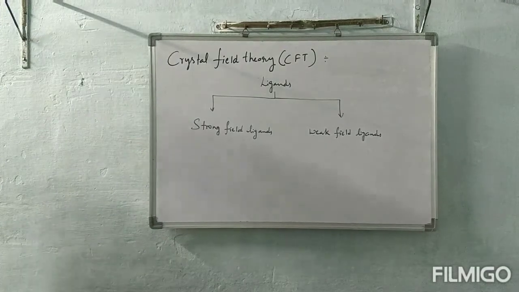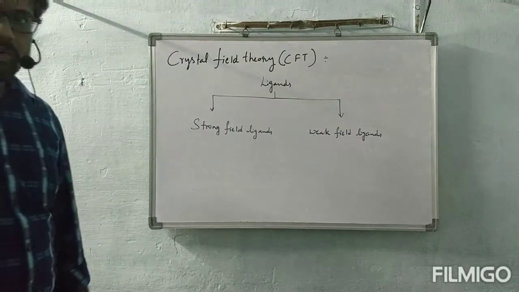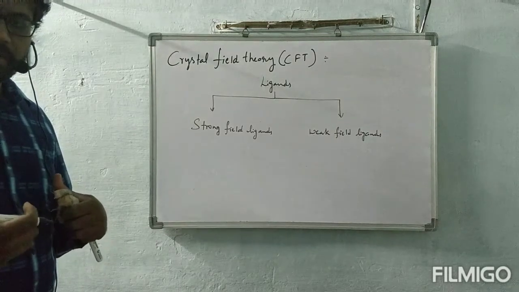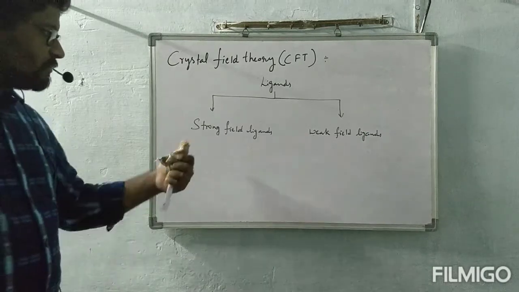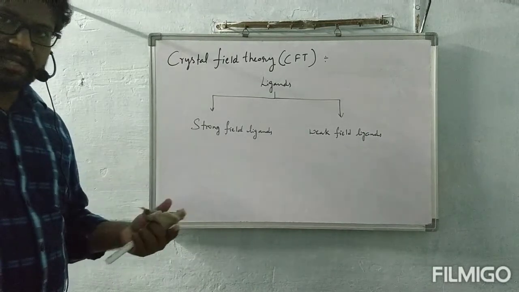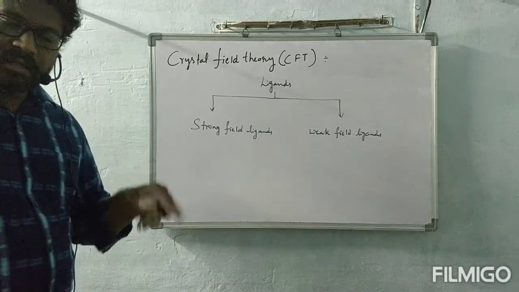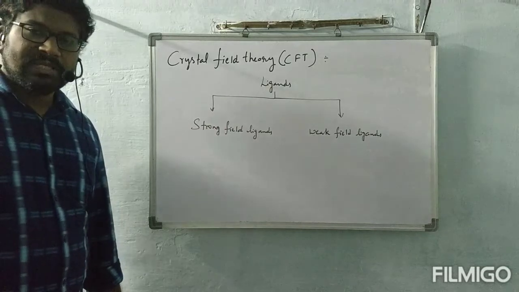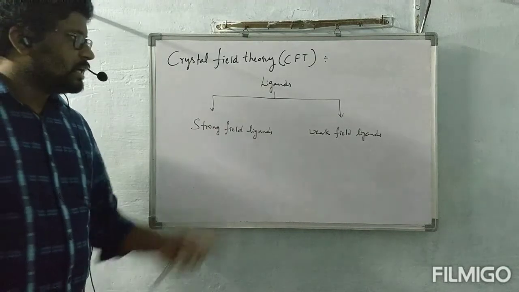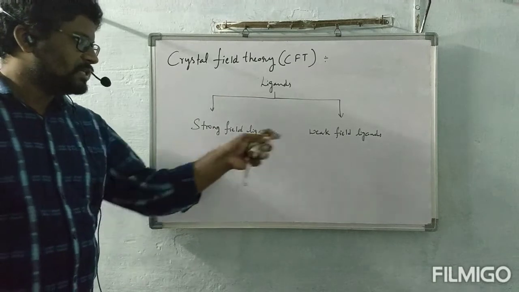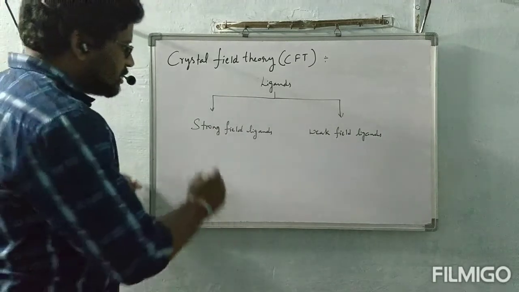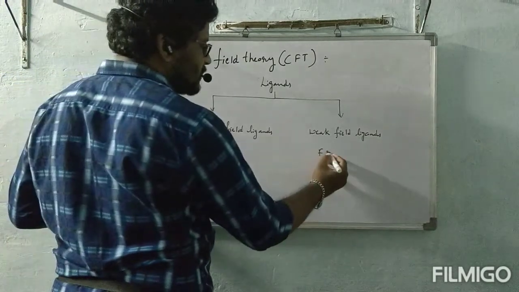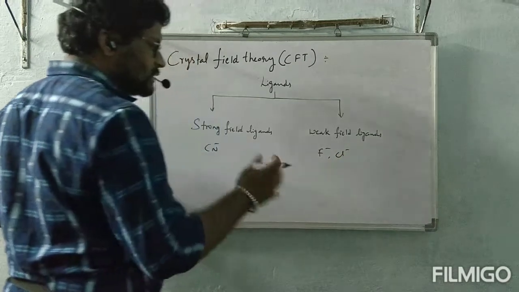CFT classified ligands into two types, depending on their efficiency to repel. Strong field ligands will repel the orbitals highly, weak field ligands will repel the orbitals weakly. Depending on that strength, to how much extent they will repel the orbitals, ligands are classified into two types, strong field ligands and weak field ligands. Example for strong field ligands, CN minus, weak field ligands F minus, Cl minus, etc.